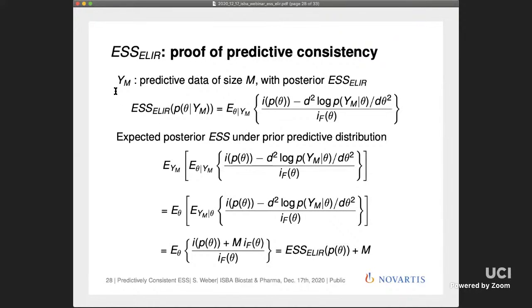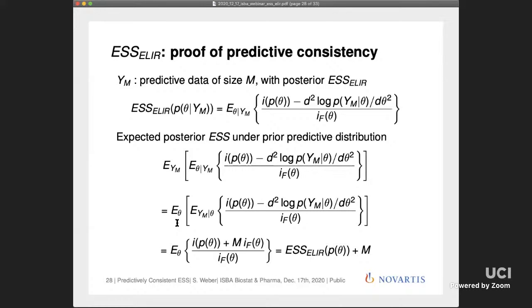So assume we have capital YM predictive data of size m, and then the posterior ESS ELIA is equal to this expression. Here I've already written out for you that the posterior is the product of prior and data likelihood. And again, the data marginal drops out because it doesn't depend on the parameter theta, but only on the data. Now, this thing we want to integrate or average over the prior predictive. So we want to take the expectation with respect to the prior predictive distribution for the data capital YM.